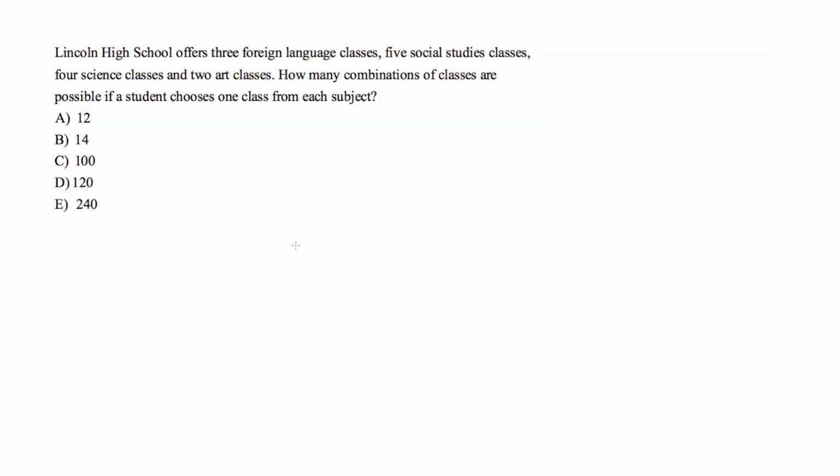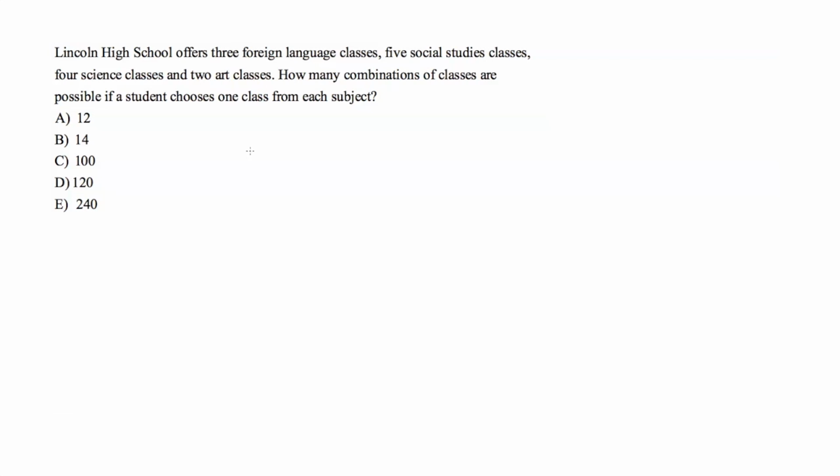Lincoln High School offers 3 foreign language classes, 5 social study classes, 4 science classes, and 2 art classes. How many combinations of classes are possible if a student chooses one class from each subject? What we have here is the combination question, but specifically we have the counting principle.